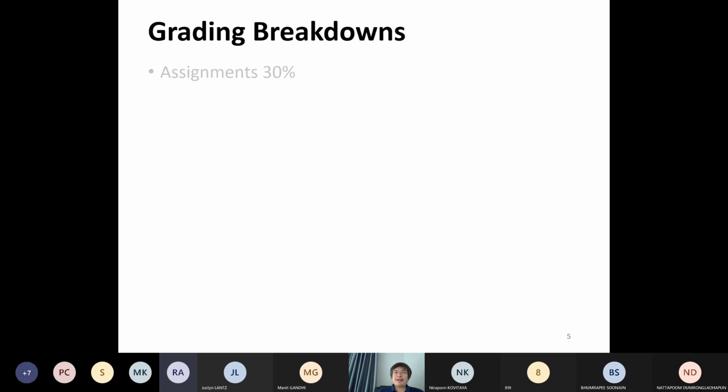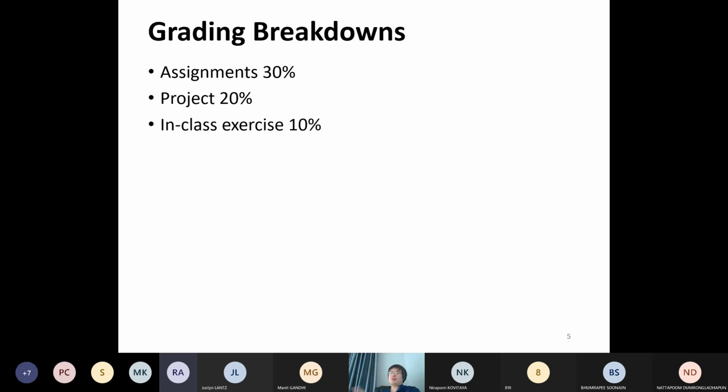And here's the grading breakdown. Assignments will likely be three assignments, so 10% each. In total, they're 30%. There's a project that is 20%. In-class exercise is something I find transitions you from knowing about the topic from the lecture to being a little more comfortable tackling the assignment. So the in-class exercise is 10%.